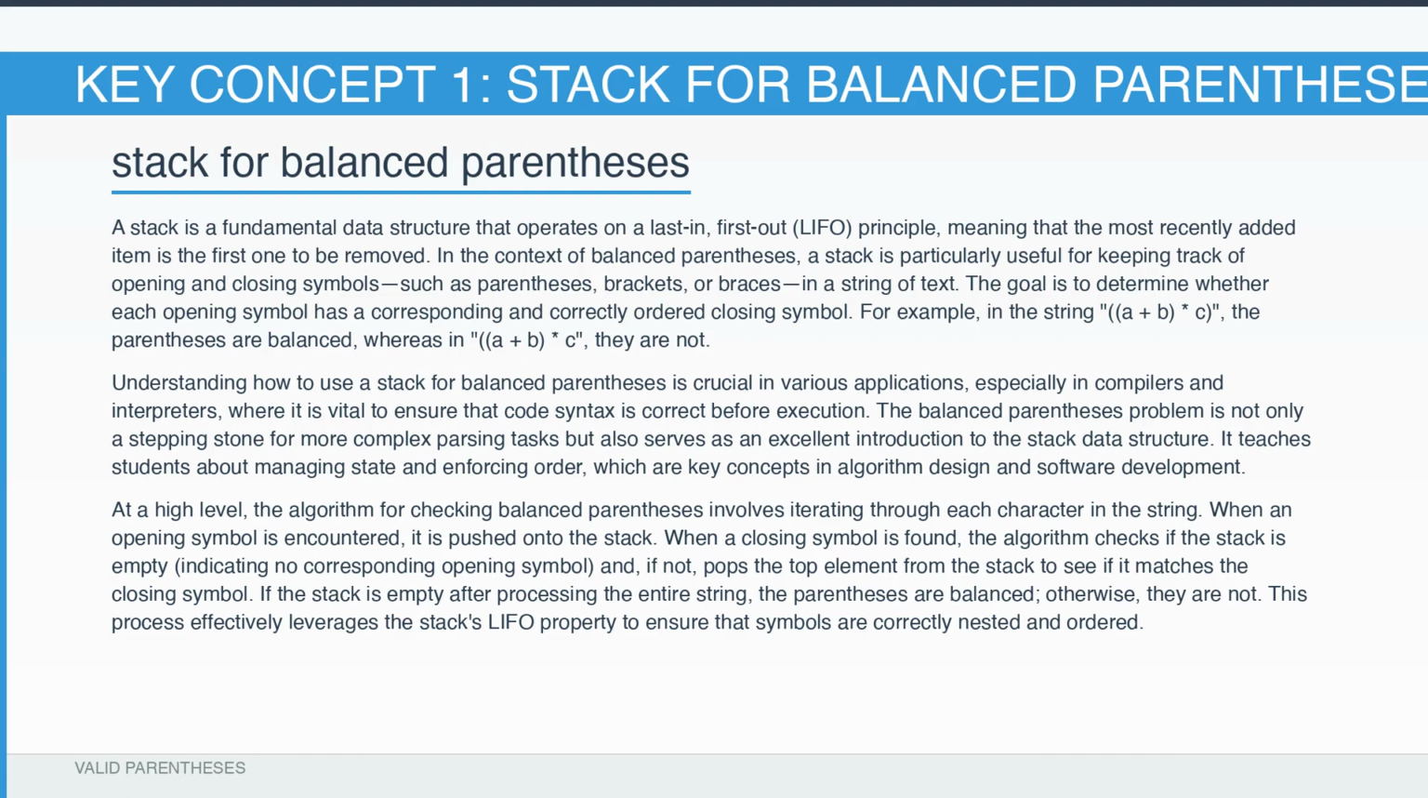To check for balanced parentheses, we can iterate through each character in the string. When we encounter an opening symbol, we push it onto the stack. Upon finding a closing symbol, we check the stack. If the stack is empty, it means there's no matching opening symbol. If it's not empty, we pop the top element and check if it matches the closing symbol. After processing the entire string, if the stack is empty, the parentheses are balanced. This method effectively uses the stack's LIFO property to maintain the correct order and nesting of symbols.